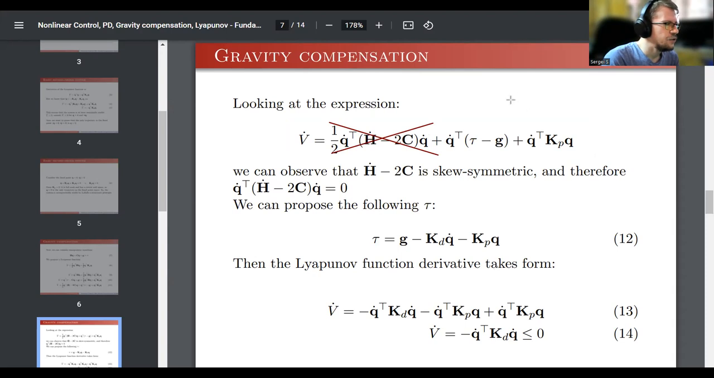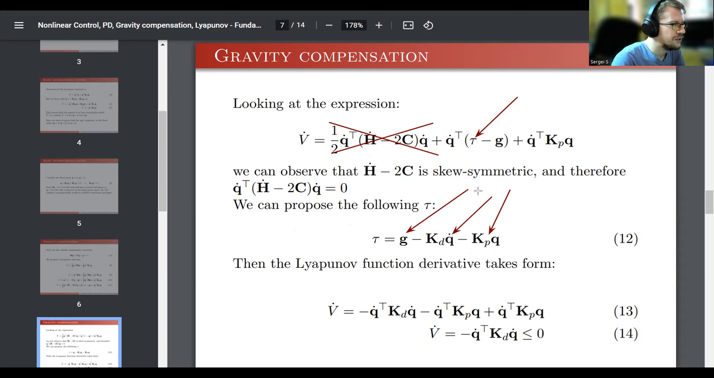Now the question is, how do we find tau? We need to propose tau that would make the system stable. If tau is equal to zero, it is unclear if the system is going to be stable. In fact, I don't know if we can prove it. Probably cannot. Maybe, I don't know. But probably not. At least not asymptotically stable. But if we choose tau to be equal to g minus kd q dot minus kp q, where kd and kp are both positive definite matrices, if that is what we choose, okay? We choose tau to have a gravity vector minus kd minus kp.